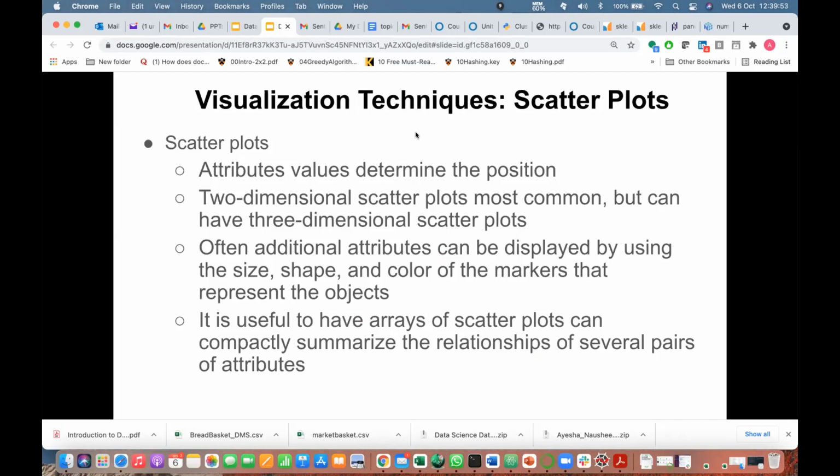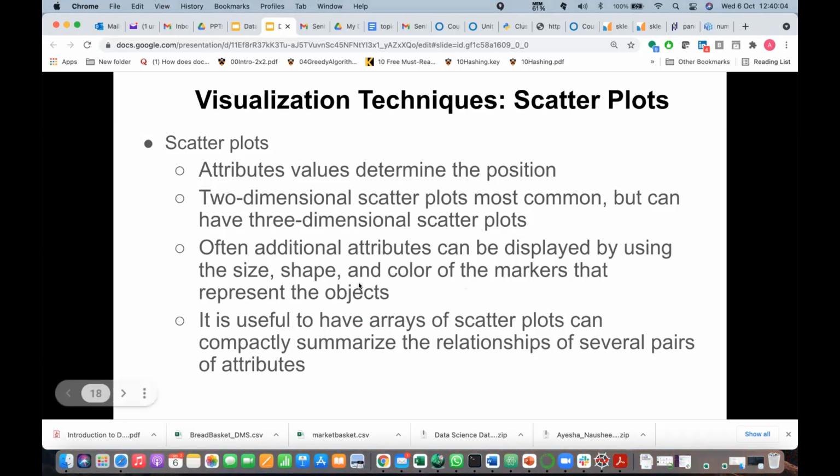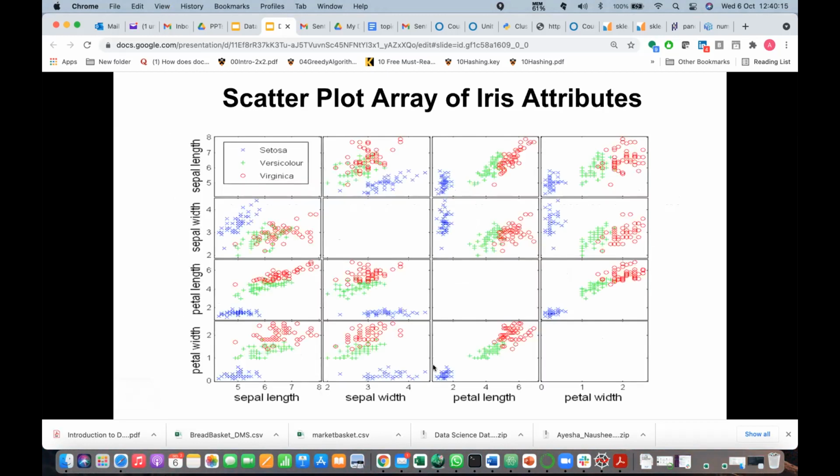So the next visualization technique, scatter plots, where attribute values determine the position. Two-dimensional scatter plots are most common, but we can have three-dimensional scatter plots. Often additional attributes can be displayed by using the size, shape, and color of the markers that represent the objects. It is useful to have arrays of scatter plots, which can compactly summarize the relationships of several pairs of attributes. So as I told you, here classes are represented with colors, or shapes also. Plus is one class, then round is another class.